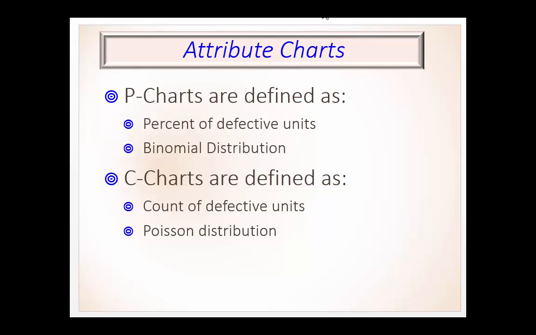A C chart is a kind of count of defective units or a count of correct units, and it follows a Poisson distribution, which again allows us to do particular things with it. So with that, I am going to talk in a little more depth first about P charts, and then we'll move on to talking about C charts.